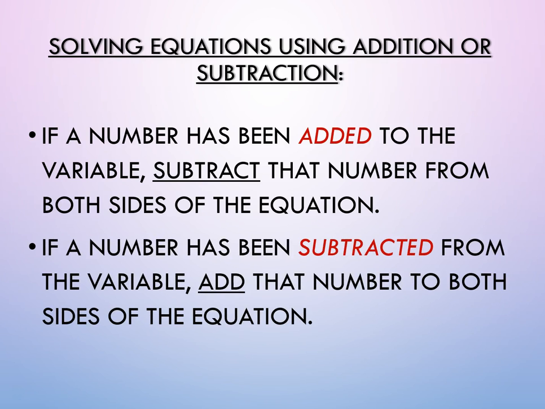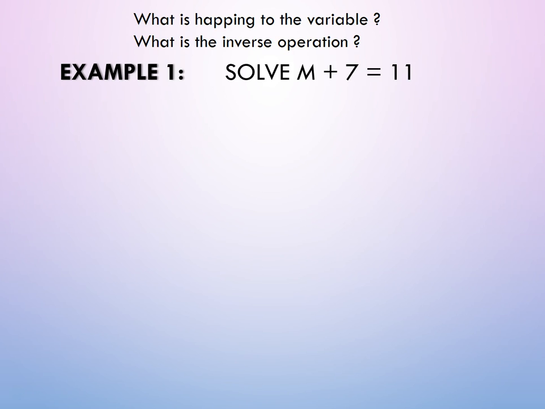And of course, whatever we do to one side of the equation, we must do to the other to keep it equal. We want to keep that equilibrium on both sides. It's almost like a scale. You have to maintain the scale. So let's look at the first example. First, we ask what is happening to the variable, and then we answer the question, what is the inverse operation of whatever's happening to the variable?